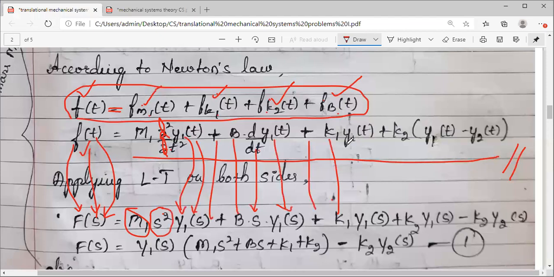For a constant, as it is. Whatever y1 is there, y1(t) will be Y1(s). And here there are two terms, k2 into y1 minus k2 into y2. I have written it separately. Okay, y1 and y2 of t will become Y1 and Y2 of s. So this is the application of Laplace transforms.